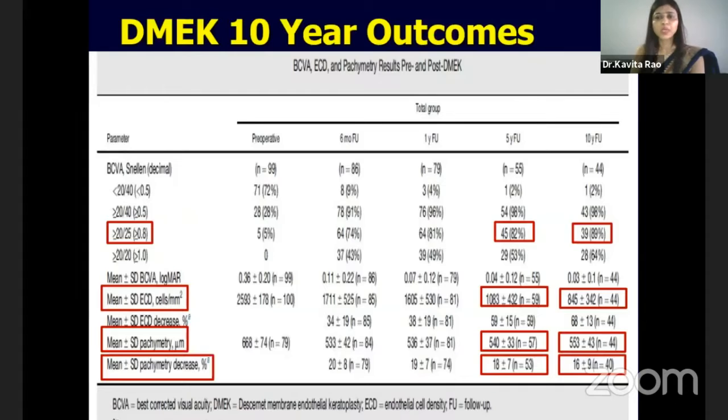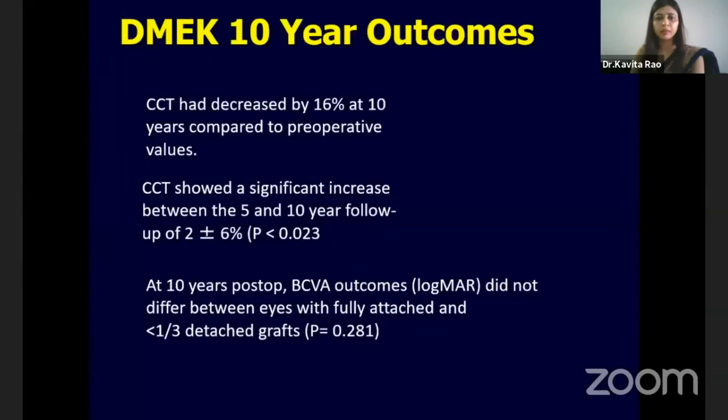Here again, this is just showing in detail that at 5 and 10 years, most of the patients are actually having great visual acuity. If you look at pachymetry, compared to pre-op, there is a decrease in pachymetry, but at 10 years, there's a slight increase again in the pachymetry.